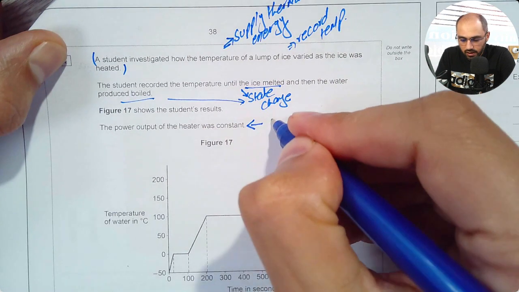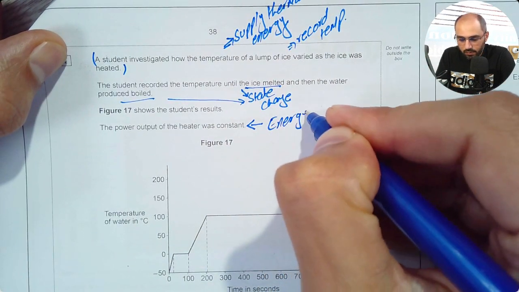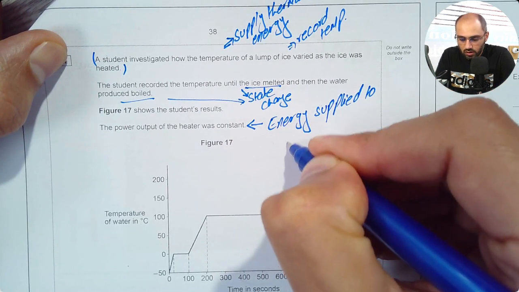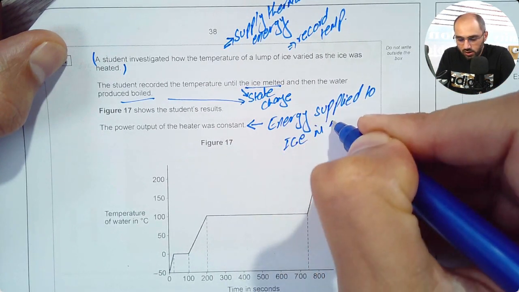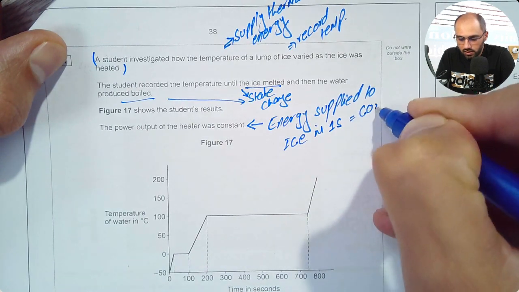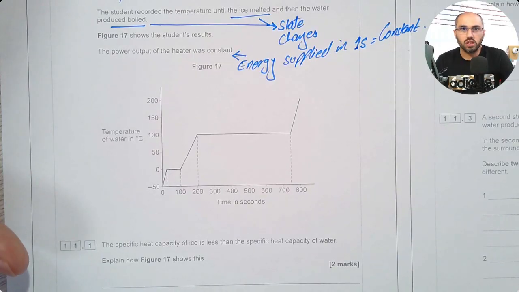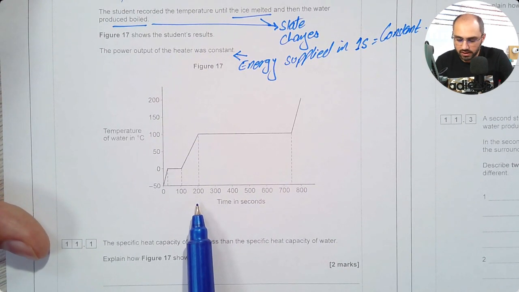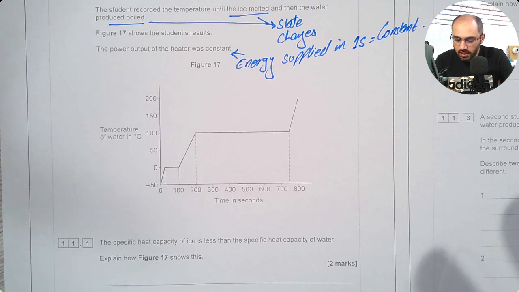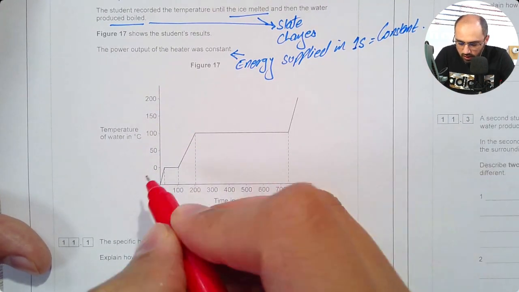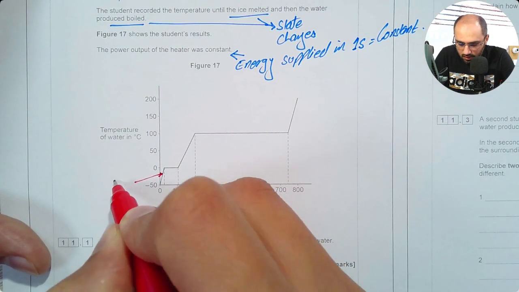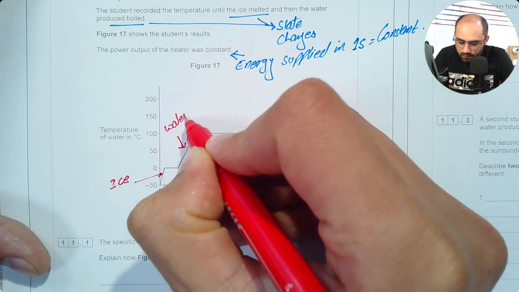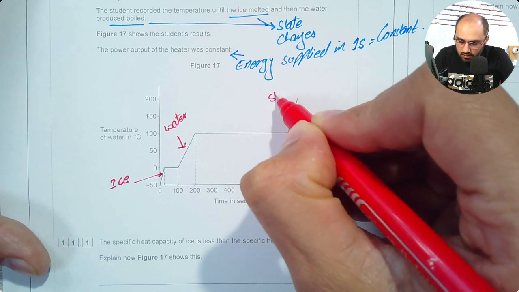This means energy supplied to ice in 1 second was fixed. This means it was constant throughout. Now the results of this investigation are given to us in the form of graphs. This graph is important. Let's quickly annotate on this graph. So they started with ice, so I can say this is ice, this is water, and this is steam.